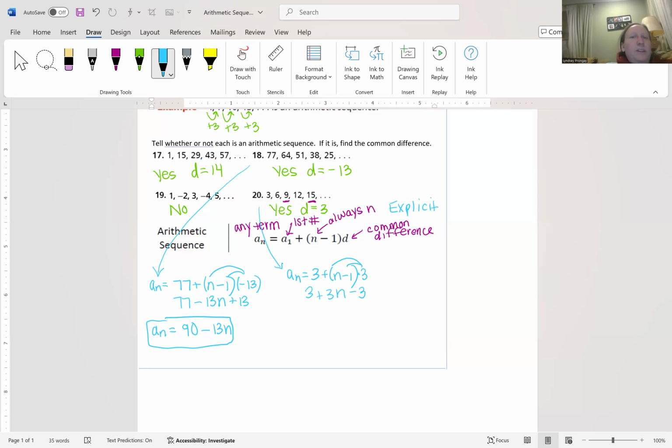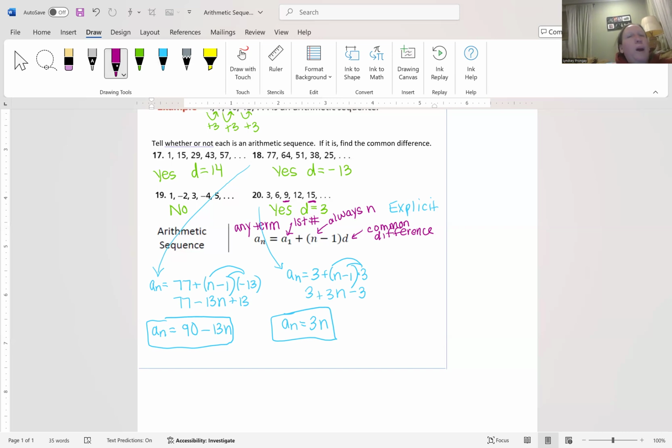And this one, because the first term was actually the same as the common difference, it ends up looking a little bit different than the last one, because the 3 and the minus 3 just become 0, and it is just 3n. That doesn't happen often. Like I said, really only when the first term and the common difference are the same number, but that is our explicit formula for number 20.